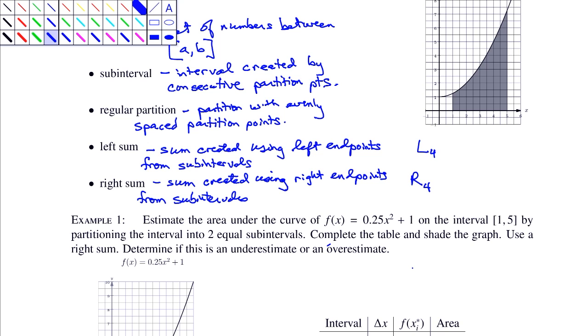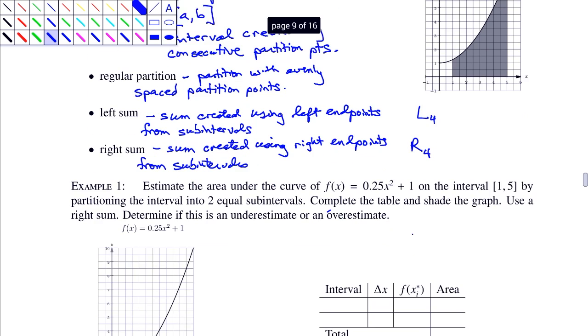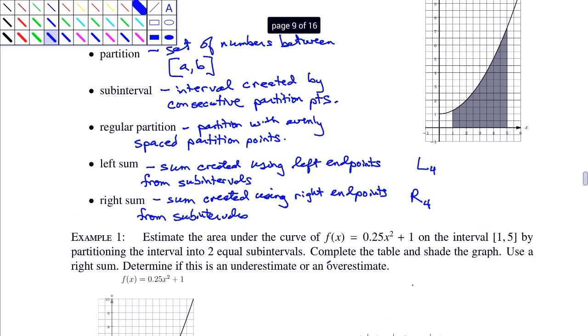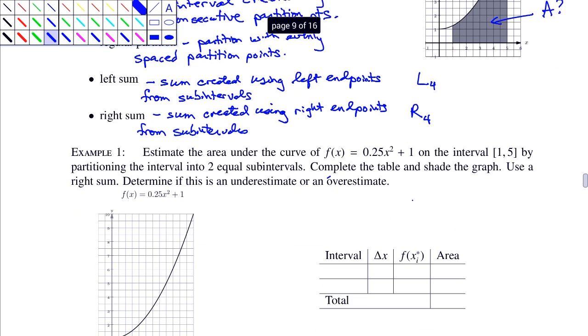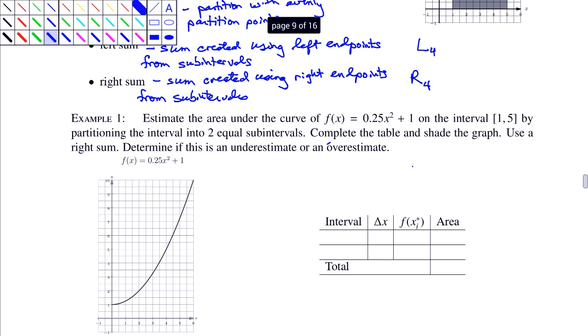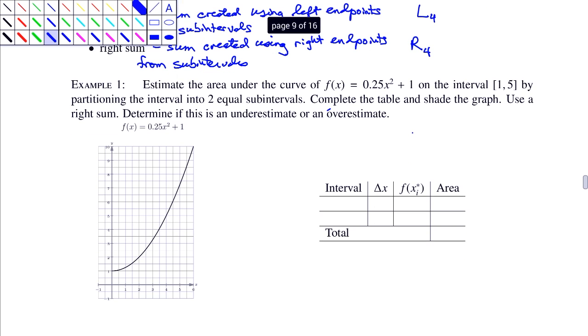But we start off very coarse, let's say. We're going to estimate this area. So our goal is to figure out what this area is. That is the goal today. And we have several examples leading us to that. So the first one is to estimate the area under the curve between 1 and 5 by using partitions of intervals with 2 equal subintervals.